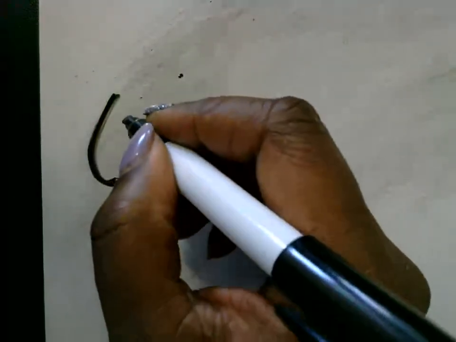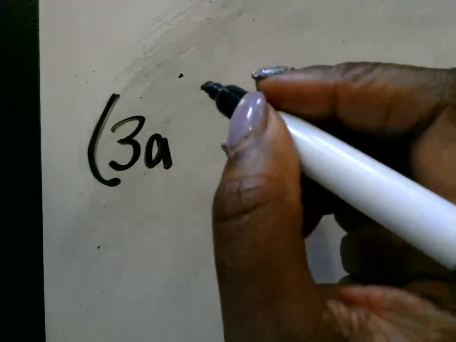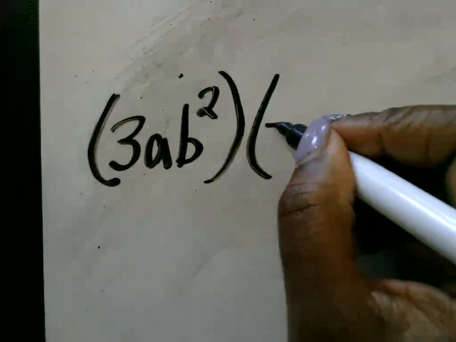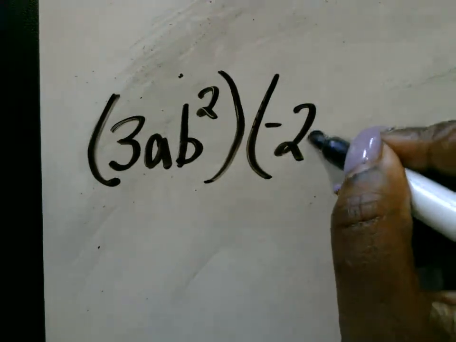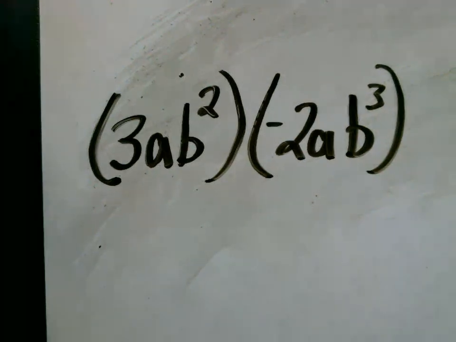All right, let's try a problem that looks like this. Let's suppose that we have 3ab to the second power times negative 2ab to the third power. Let's see if you can come up with the answer for that.